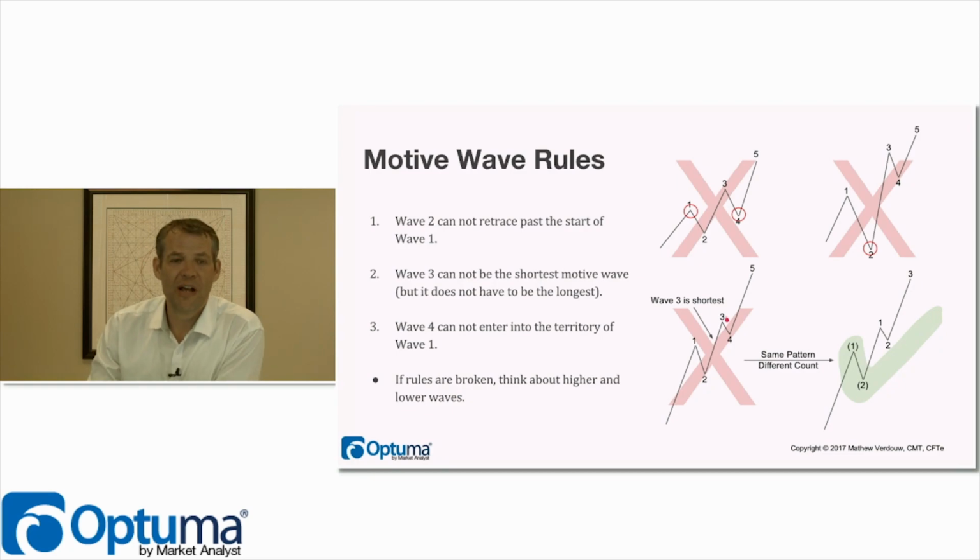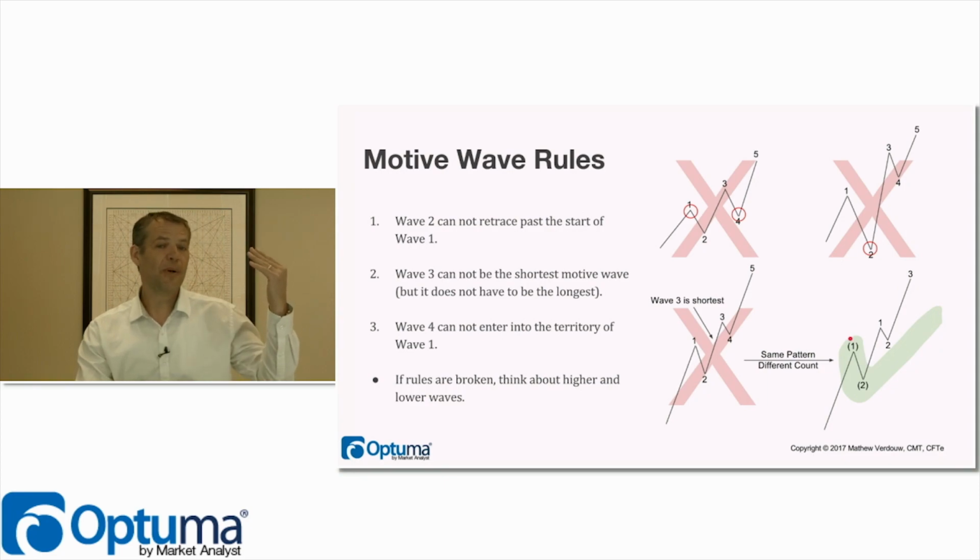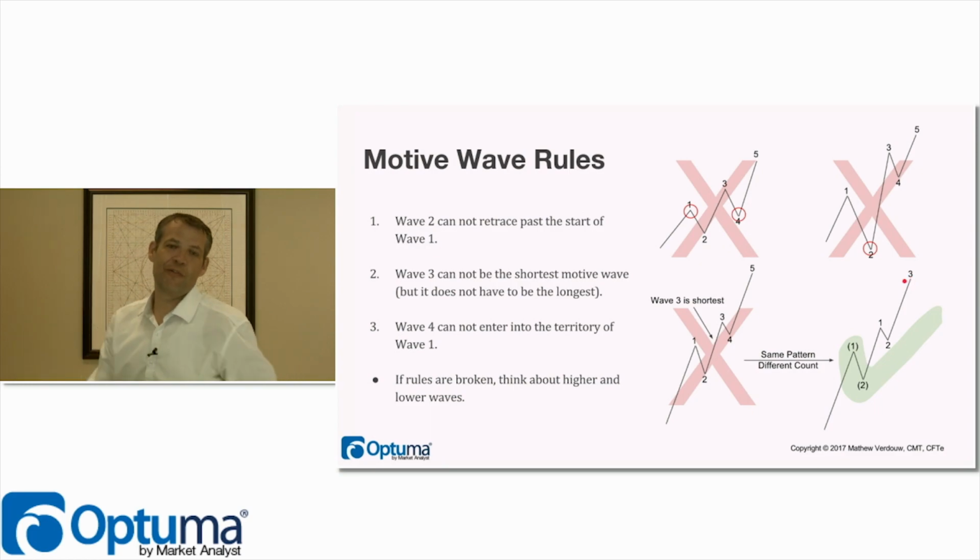So if you look at this chart down here, we have this situation where wave 3 was the shortest. Clearly, that's not allowed. So if we use that same pattern, what we can look at then is say, well, okay, maybe this is the one of the next order up, and then wave 2. And instead of calling this 3, I'm going to call that a subwave 1, 2 and 3, and look for wave 4 and 5 to confirm that as well.